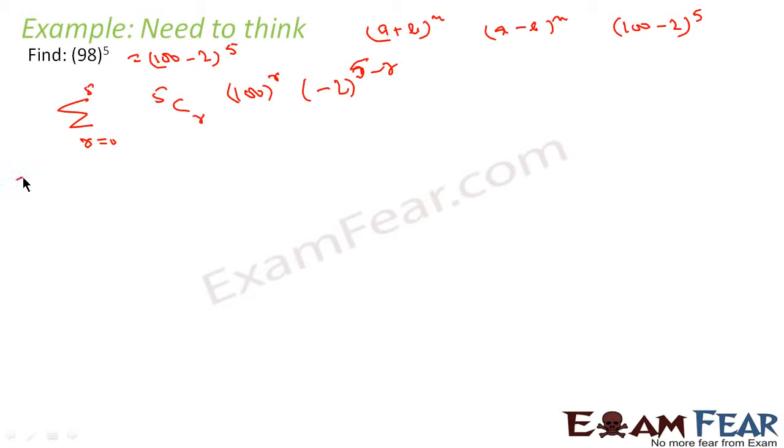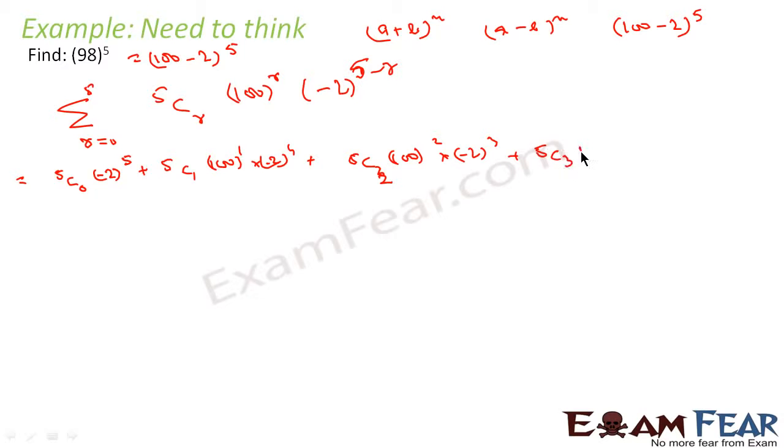So this becomes r is equal to 0, 5C0 into 100 to the power 0 into minus 2 to the power 5, plus 5C1 into 100 to the power 1 and minus 2 to the power 4, plus 5C2 into 100 to the power 2 into minus 2 to the power 3, plus 5C3 into 100 to the power 3 into minus 2 to the power 2, plus 5C4 into 100 to the power 4 into minus 2 to the power 1, plus 5C5 into 100 to the power 5 into minus 2 to the power 0.